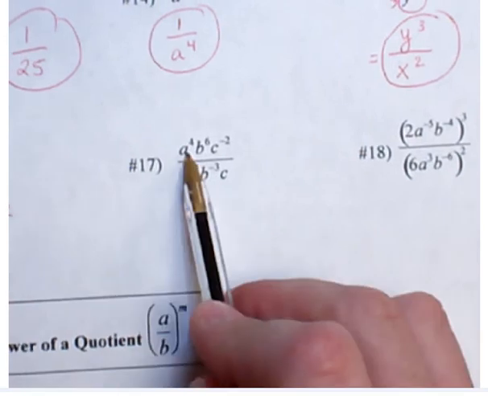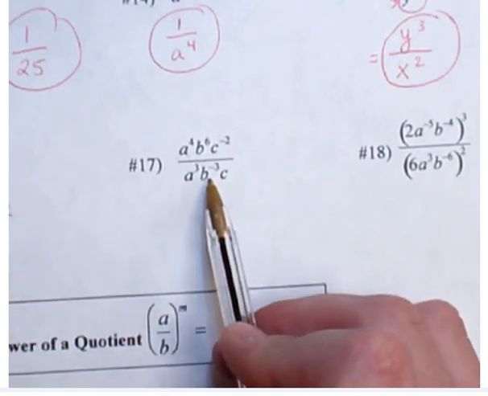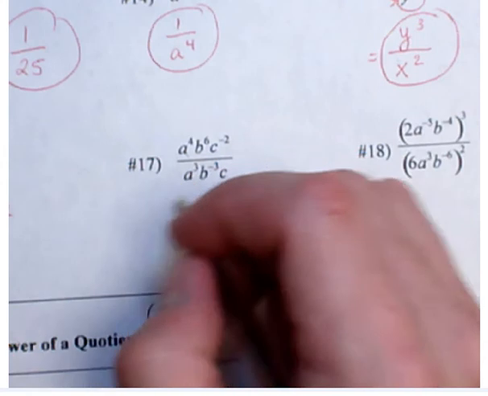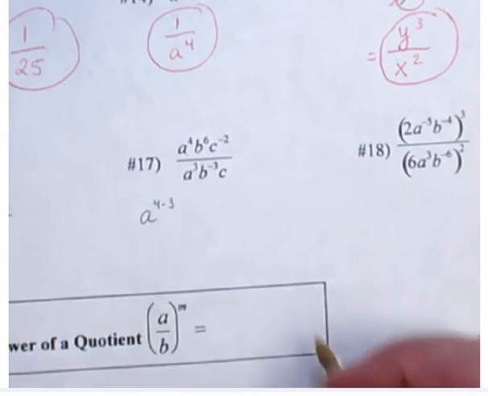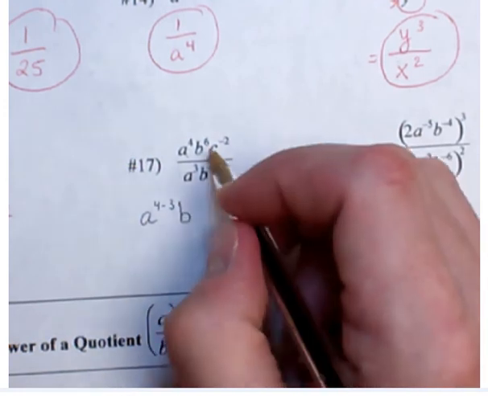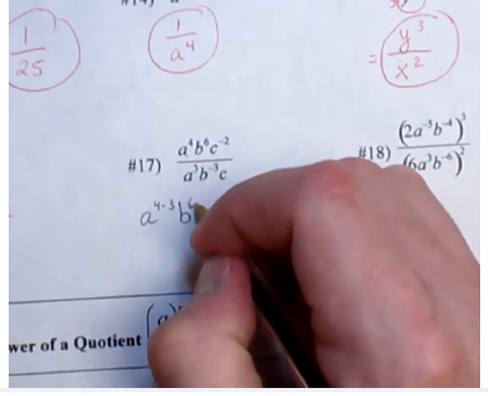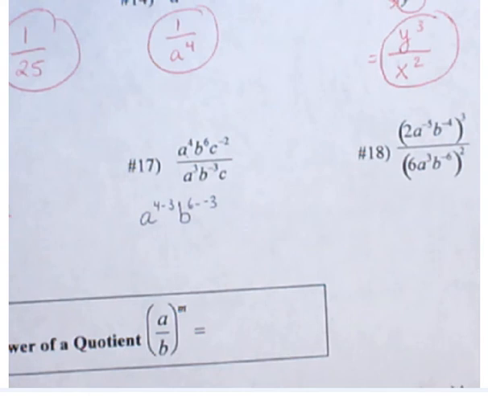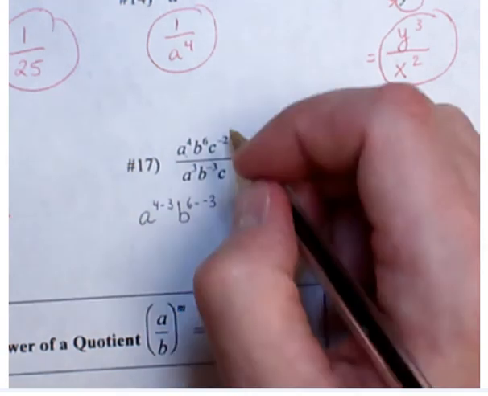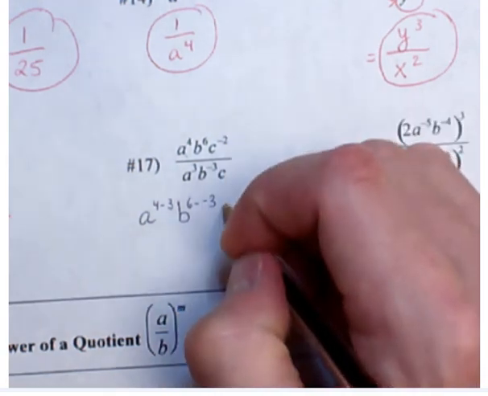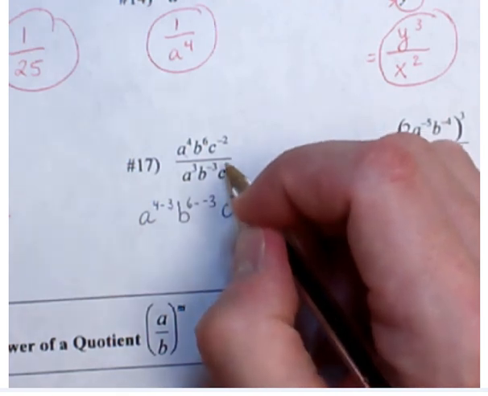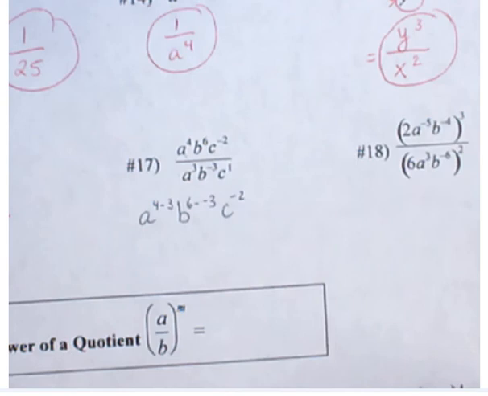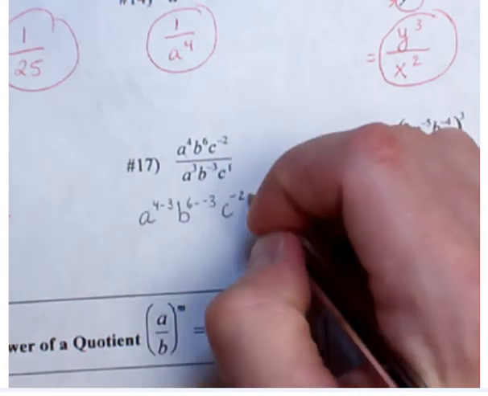So we have a, b, and c. Okay, let's go ahead and divide. Divide variables. Keep the base, subtract the exponents. A to the 4 minus 3. B, that's 6 minus a negative 3. That's minus a minus. Now for c, that's negative 2. Uh-oh, there's no exponent here. So what is that? It's automatically a 1. We put a 1 in there. So it's negative 2 minus 1.